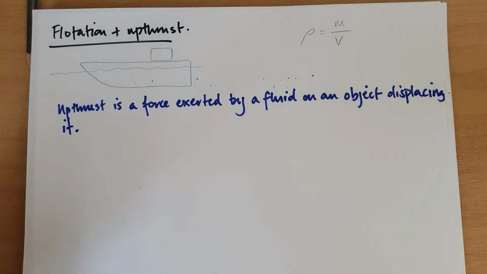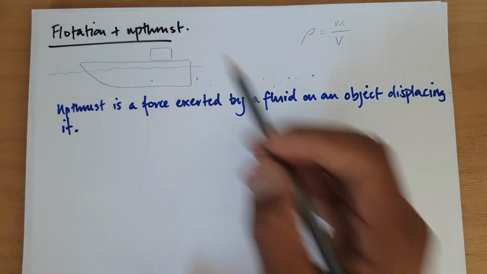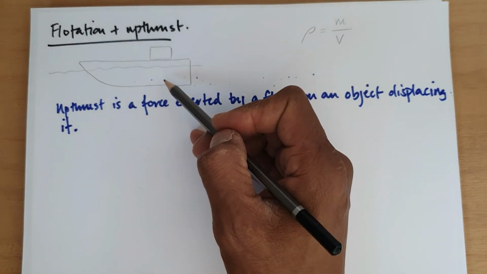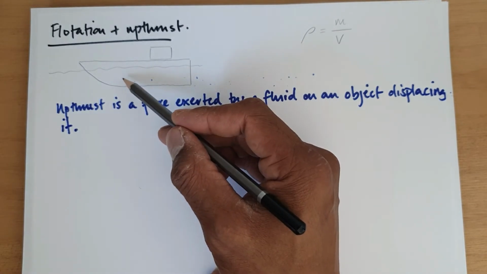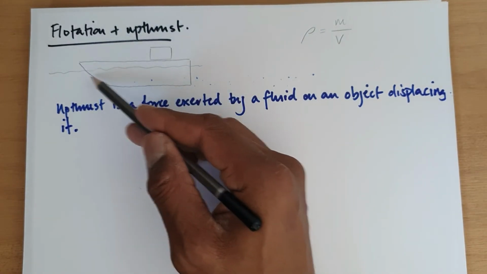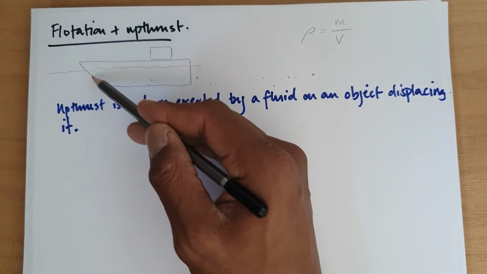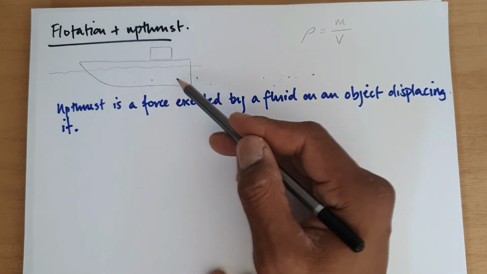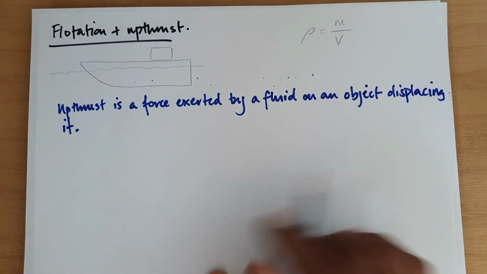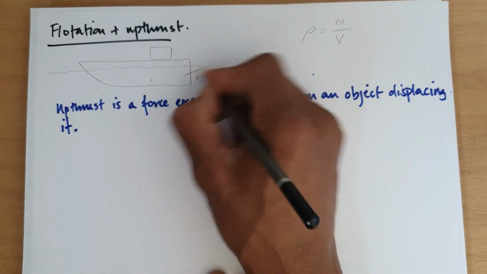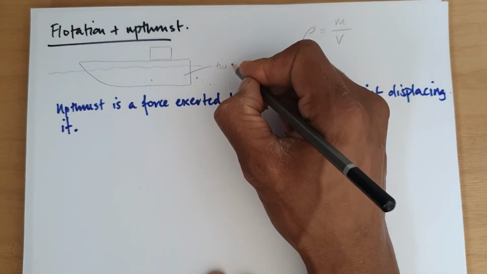What does that mean? That means if this object, the boat, is in the ocean, then it pushes the water out of the way to take up its space. The boat displaces the water.